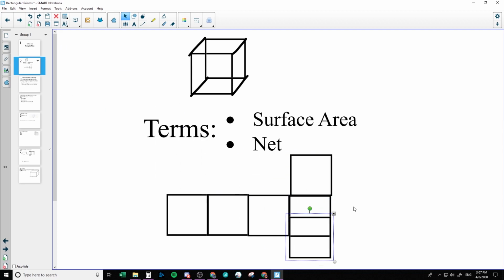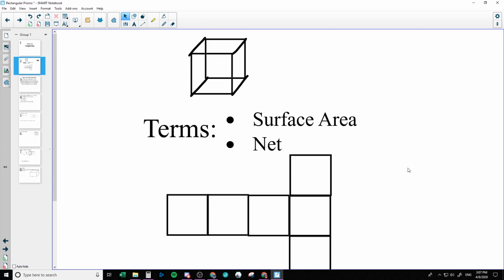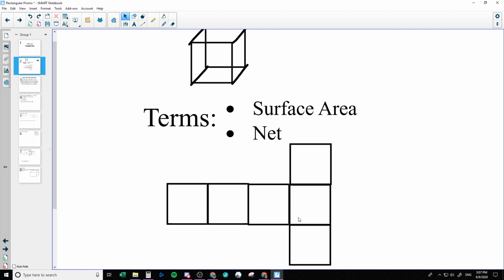You may have seen one of these before in your math class. You may have even glued some of them together to show that you understand how this can become a three-dimensional shape. This is called the net. This is probably a review term for you, but just a reminder, this is a net when we're talking about surface area of a three-dimensional object.